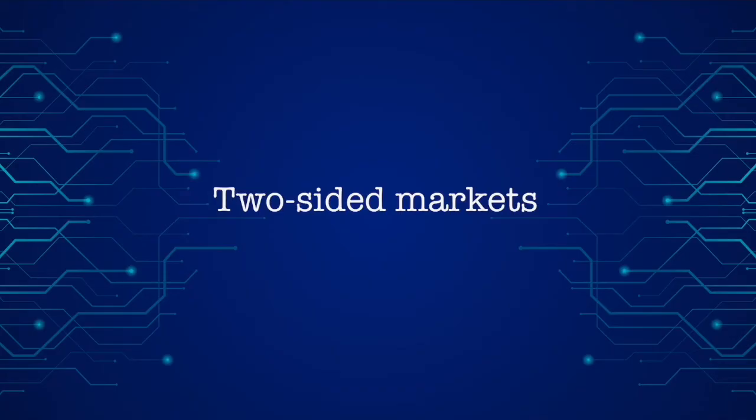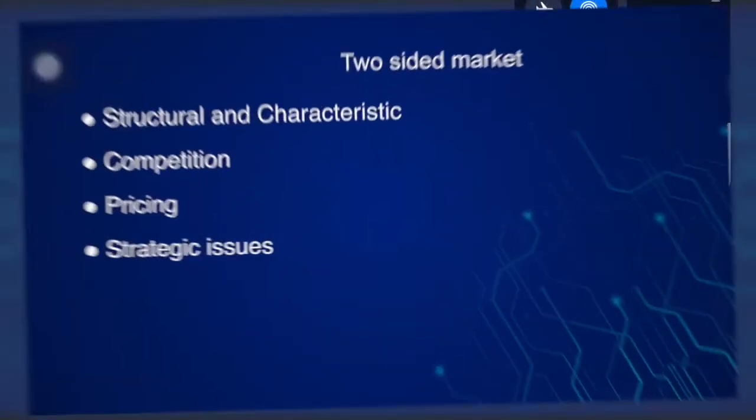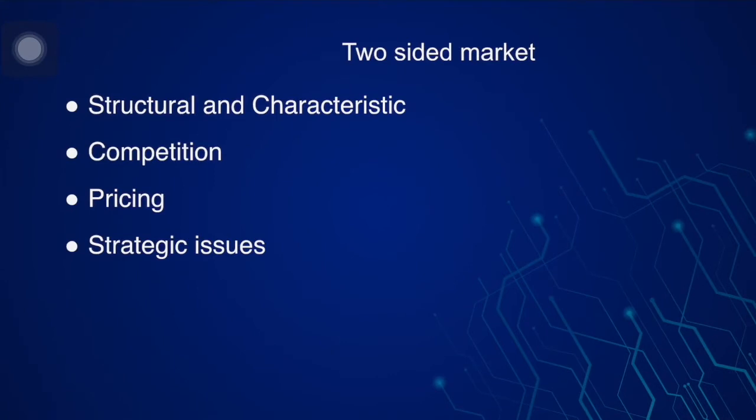About the two-side markets. Today I'm going to talk about the 4 topics of the two-side market. First, structure and characteristics of the two-side market. Second, the competition between the firms of two-side markets. The third one is the pricing of the two-side market, and the last one is the strategic issues of the two-side market.